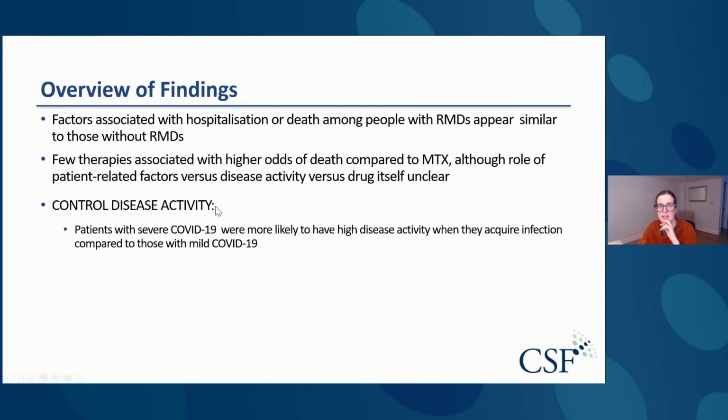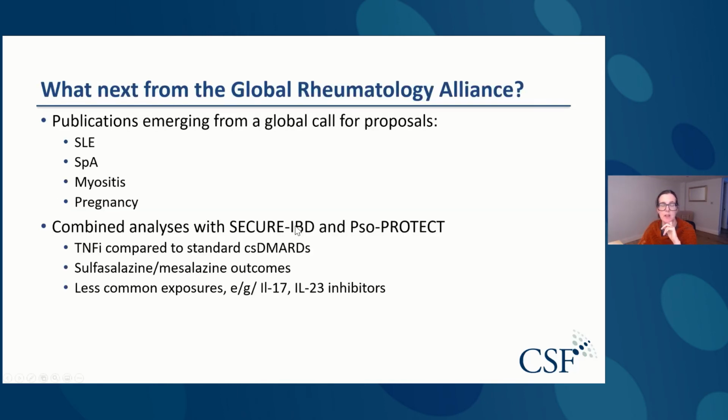And the message that I think can't be said enough is we must still continue to manage our patients to the best that we can and bring their disease activity under control, because high disease activity is a very strong association. And if it means that we need to use steroids or others to control this, this is what we should do. So finally, what's next for the Global Rheumatology Alliance?